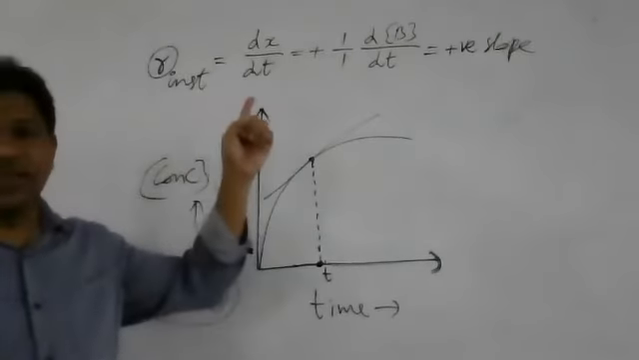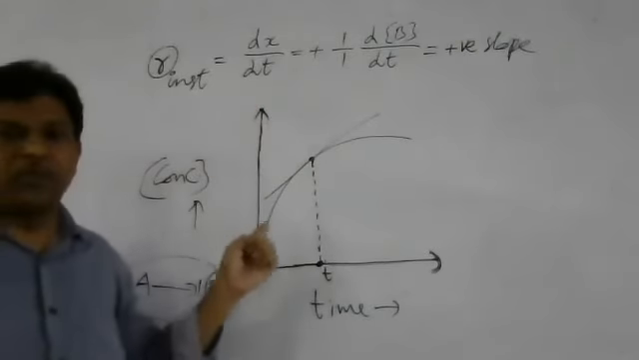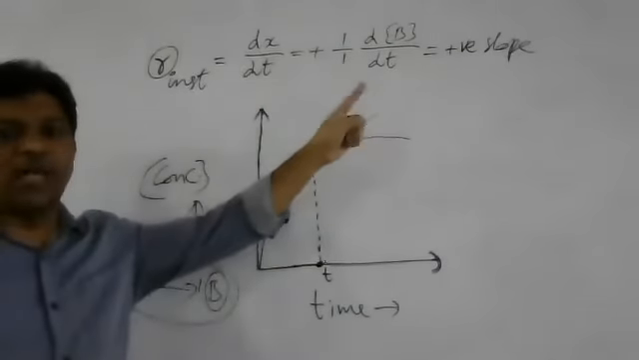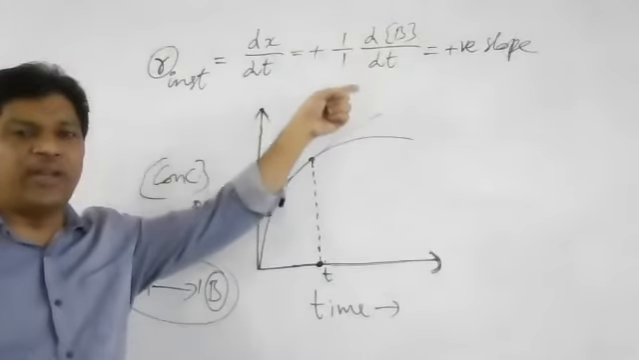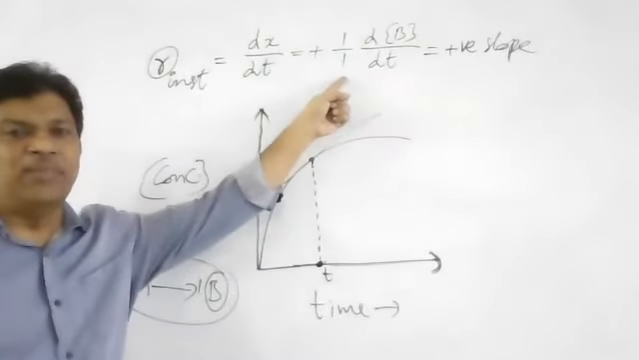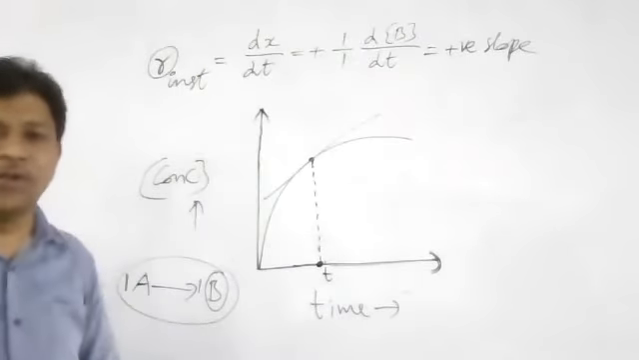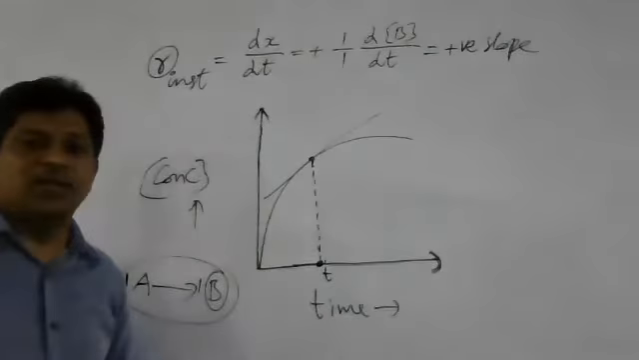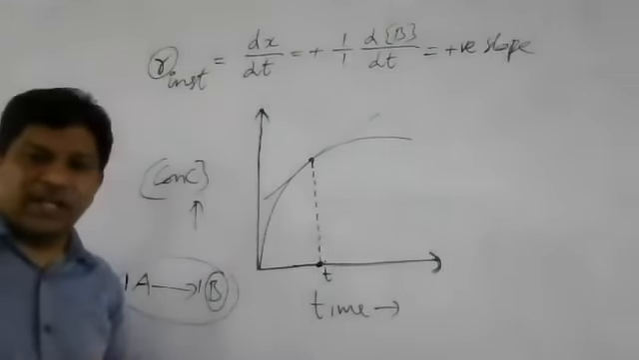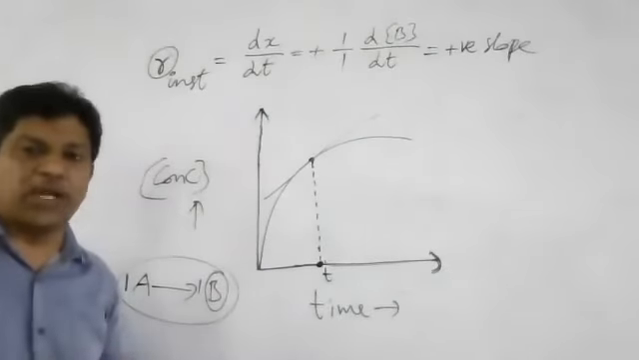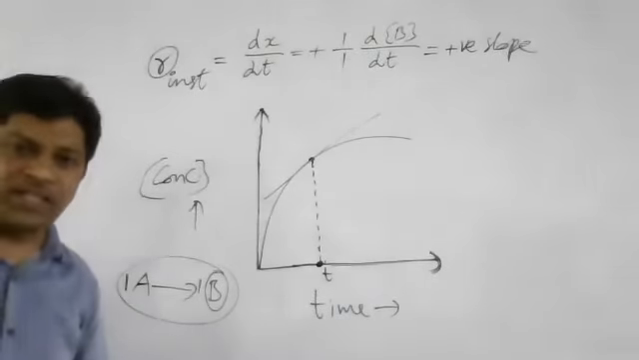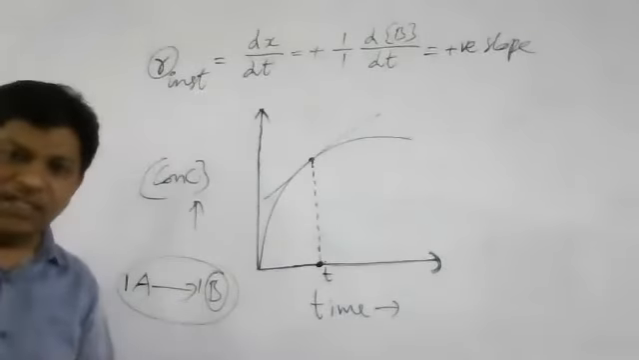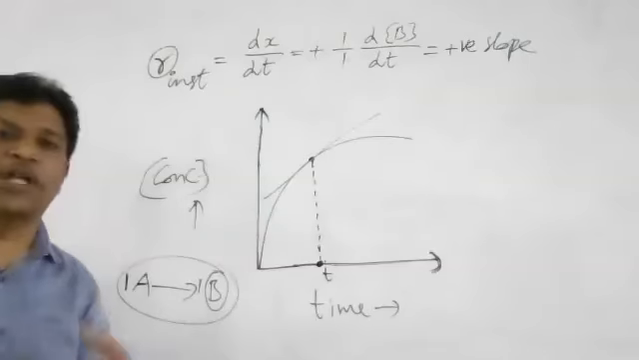So the instantaneous rate of reaction in terms of product is equal to what now here? Plus 1 by 1 very small change in concentration of B divided by very small change in time, which equals the positive slope. So it is the instantaneous rate of reaction in terms of product. So we can determine the instantaneous rate of reaction in terms of reactant or in terms of product.